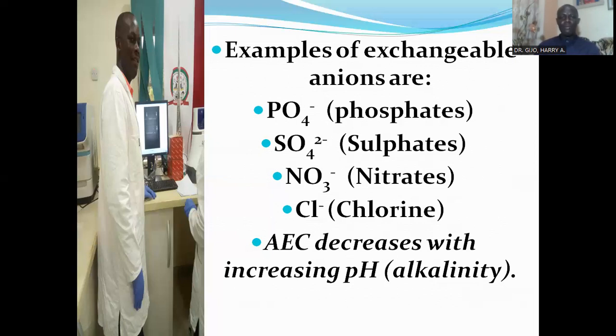Anion exchange capacity decreases with increasing pH. So as the pH increases, anion exchange capacity decreases. It is inversely proportional to the pH of the soil, so an increase in pH results in a decrease in anion exchange capacity.